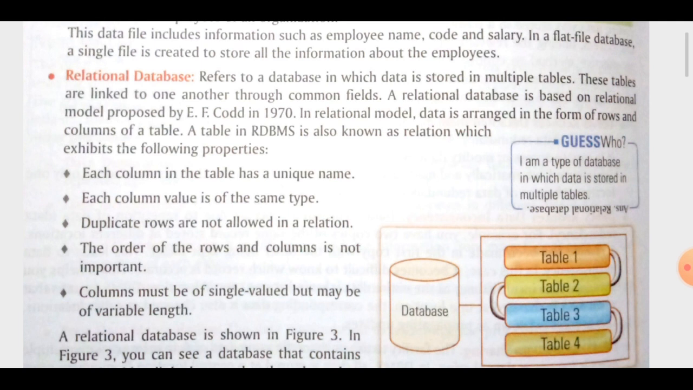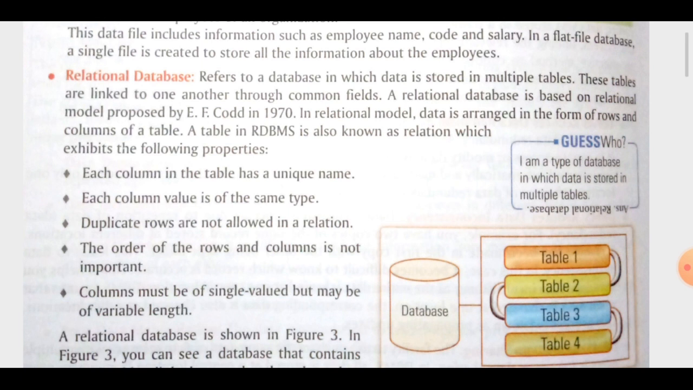Some more points are that duplicate rows are not allowed in a column. So this is what data redundancy means. You cannot enter the data two times in a single table when you are using any type of database management system or any software that is supporting the relational database. So in short, you can understand that there are two types of databases available.